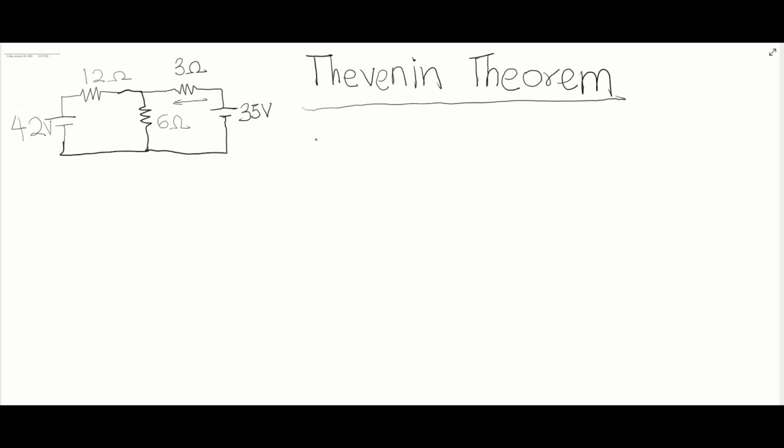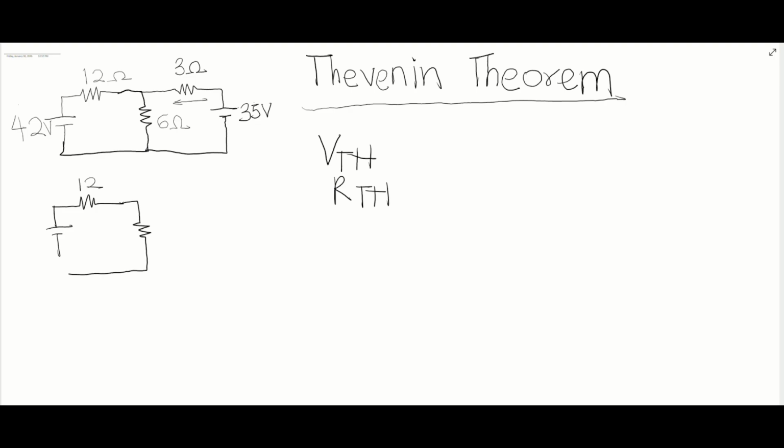According to the Thévenin theorem, a linear circuit can be replaced by the Thévenin voltage, that's the open circuit voltage, in series with the Thévenin resistance. So for this question, we are going to redraw the circuit. We are not going to change anything apart from removing the 3 ohms resistor and replacing it with an open circuit.